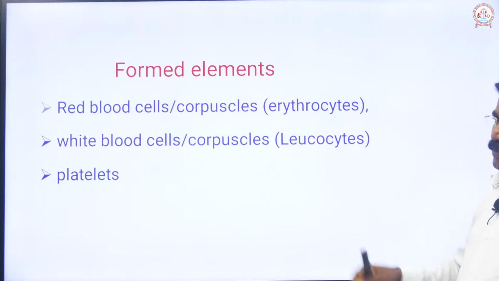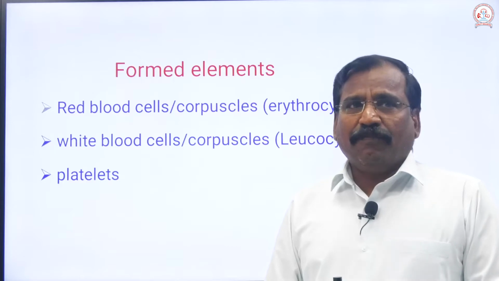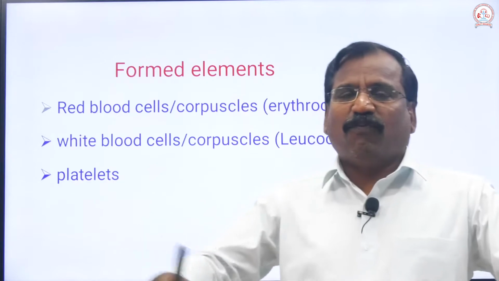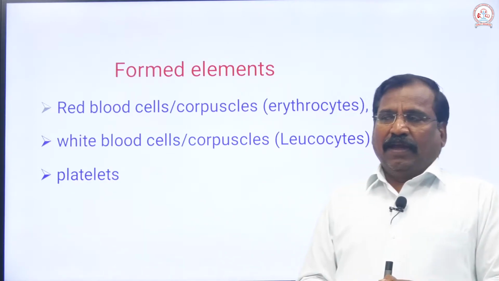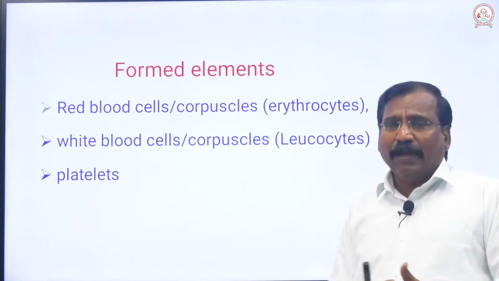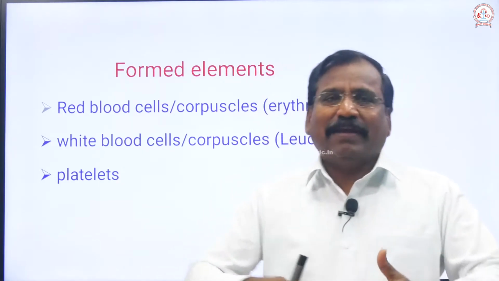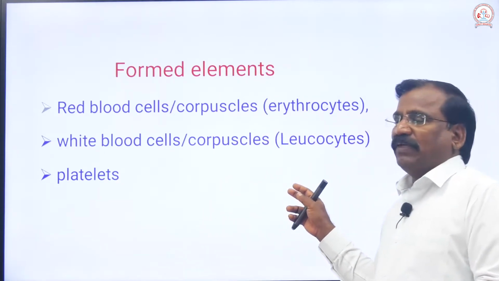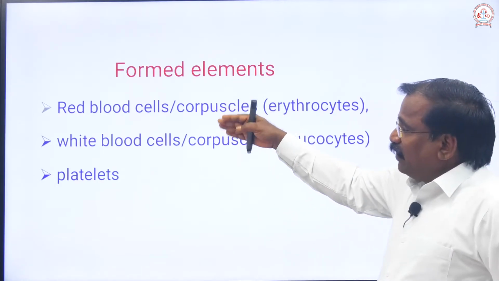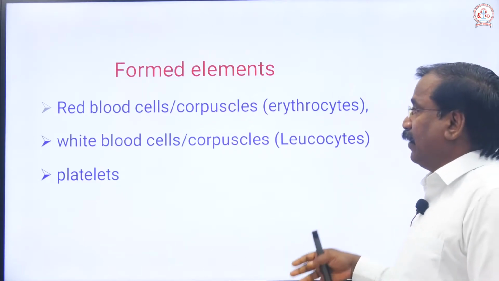So, what are the formed elements? The RBC, WBC and the platelets. These are commonly called formed elements. Which are called formed elements of the blood? Maybe the question. Okay, the RBC, WBC and platelets constitute the formed elements. Now let us discuss in detail about each and every one.